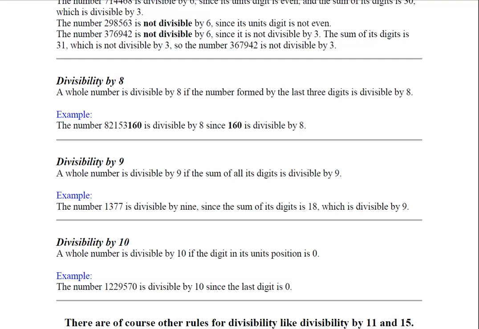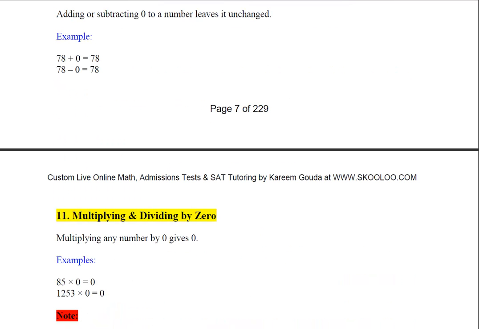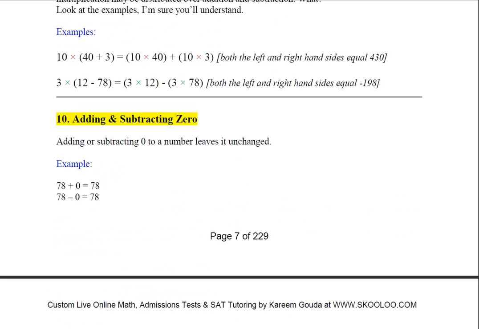Okay, we're almost done here. This is getting a little bit boring, isn't it? Okay, let's see.